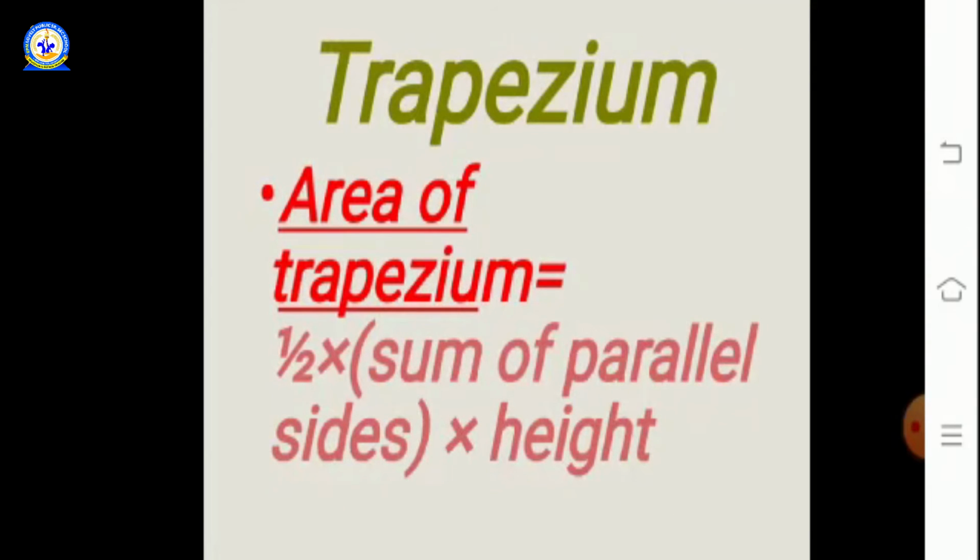Next is trapezium. As you all know, trapezium is a figure that is only having one pair of parallel sides. Only one pair of parallel sides, that is called trapezium. While finding the perimeter, the sum of all sides. If I want to find the perimeter of trapezium, I have to add all the sides. And when we have to find the area of trapezium, so what is the formula? Half into sum of parallel sides into height.